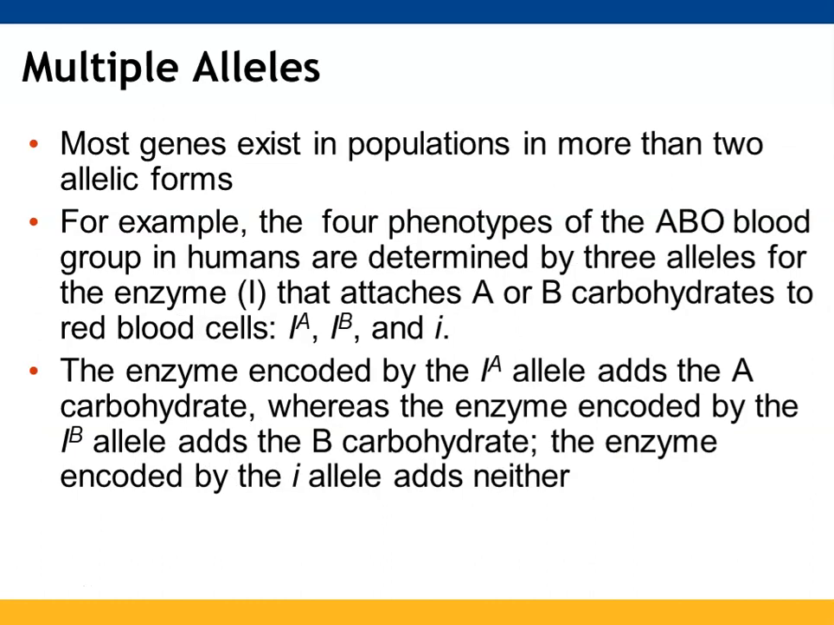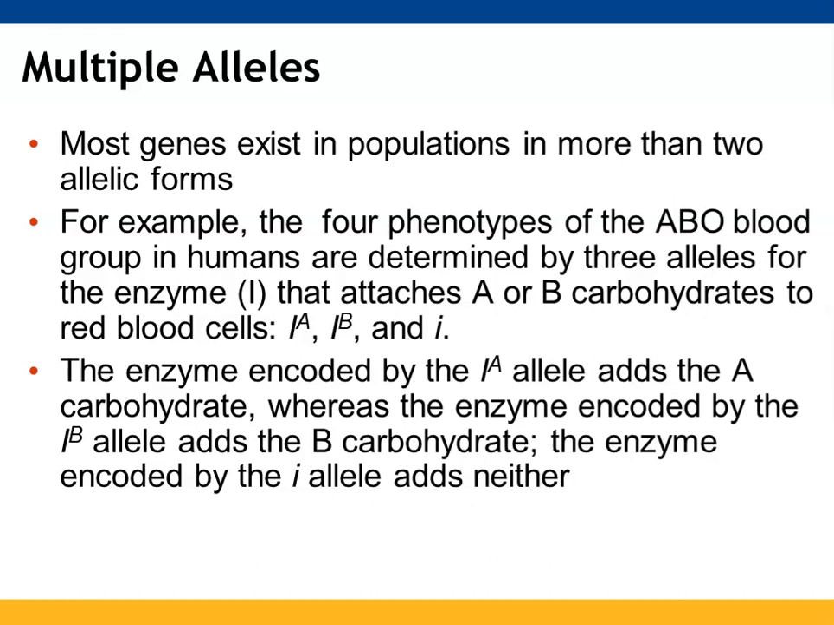Next, multiple alleles. Genes can exist in populations that have more than two allelic forms. Take blood type, which is going to determine which carbohydrates are attached to your blood cells. There are 4 different phenotypes that can be seen in human blood. You can have A blood, B blood, O blood, and AB blood. The capital I with the superscript A and the capital I with superscript B are showing that those alleles are codominant, while the little i is showing the recessive allele. And when you have two little i alleles, you would have the O blood type.